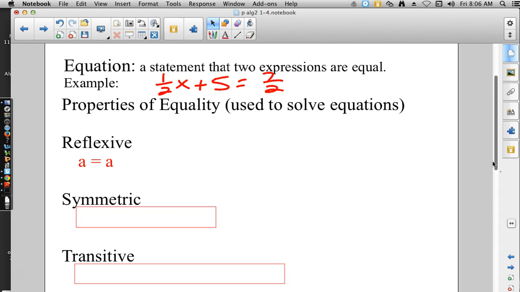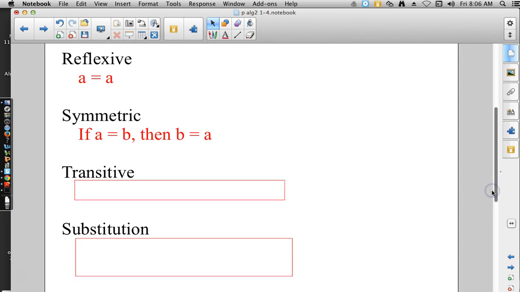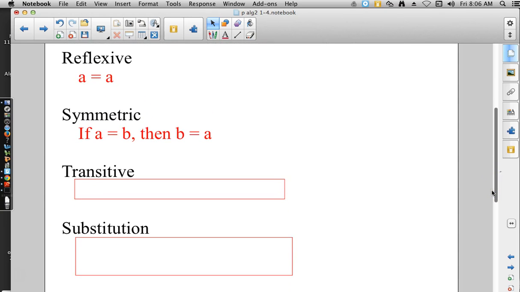Symmetric. Okay, root word symmetry. When you have symmetry, that means you can fold something over and you get the same thing on both sides. So A is the same as B, and B is the same as A, and you can flip those things around. So if A equals B, then B equals A. Again, think of a root word, and generally you can reason away. Math is logic. It really is.